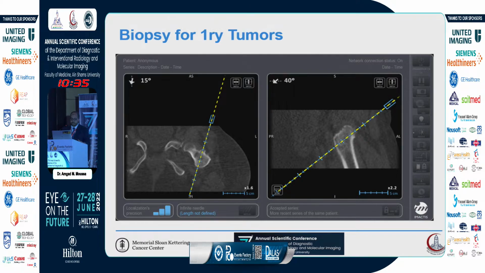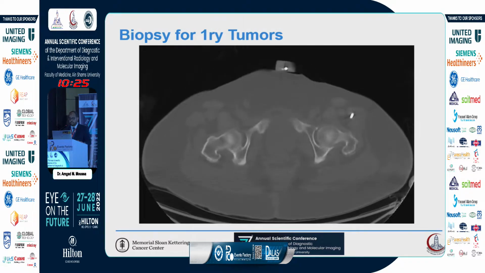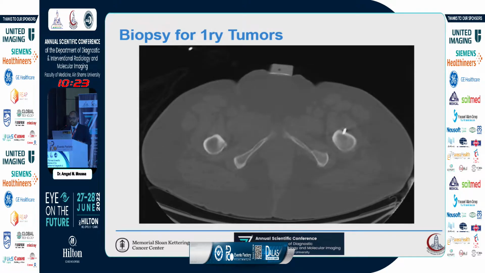And this is where navigation software is useful to be able to get the approach as close as possible to the lesser trochanter and decrease the risk of a fracture. And this is what the CT image for the trajectory looked like after we got the sample.